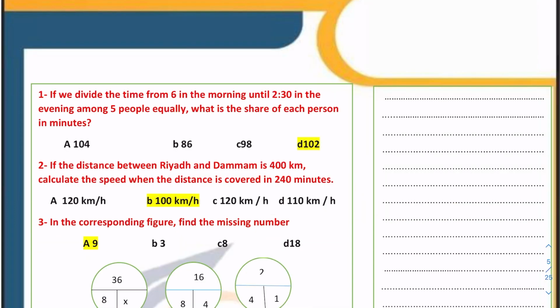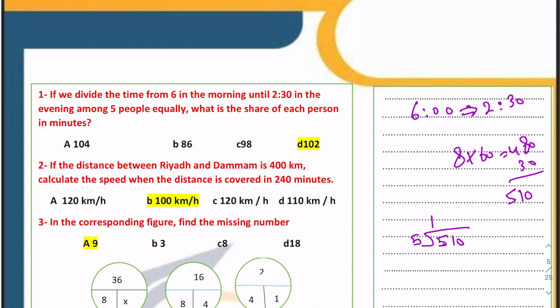If we divide the time from 6 o'clock to 2:30, from 6 to 12 we have 6 hours, and 2 more, so 8 hours and 30 minutes. 8 times 60 minutes would be 480, and 30 would be 510 minutes. And we need to divide it by 5. So I will divide 510 by 5.